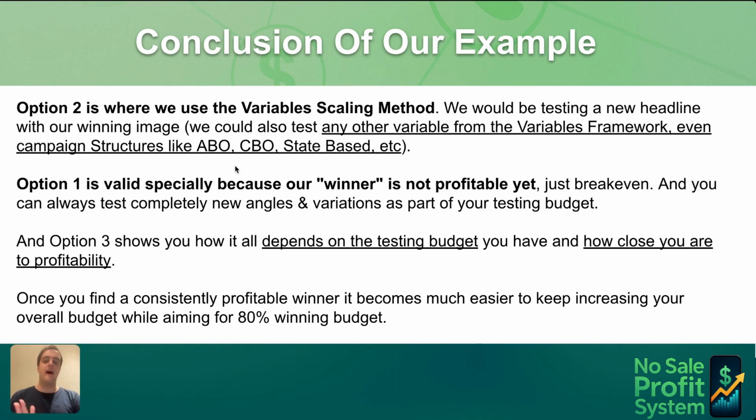Option one is valid, especially because our winner is not profitable yet, just break even. And I honestly always test completely new angles, even if you were profitable. I will still try to be testing completely new stuff because it's so important. And then option three also shows you that it all depends on the testing budget that you're comfortable with and how close you are to profitability. Because if you're comfortable with increasing your budget, in this case, I'll both test a small variation of your winner, which is actually not a profitable winner but still the best ad that you have, and test a completely new ad, because now I'm both trying evolution scaling and also testing completely new ads to find new winners.